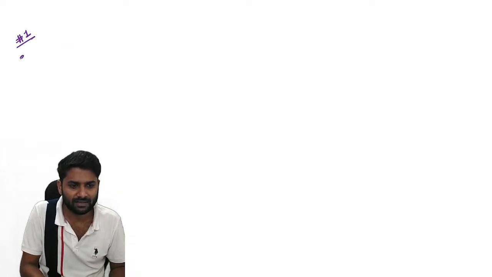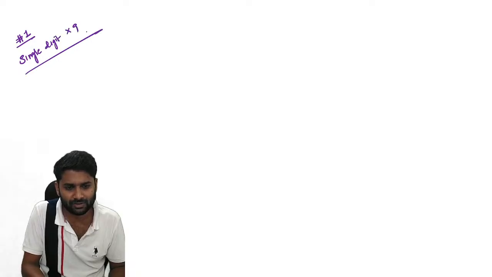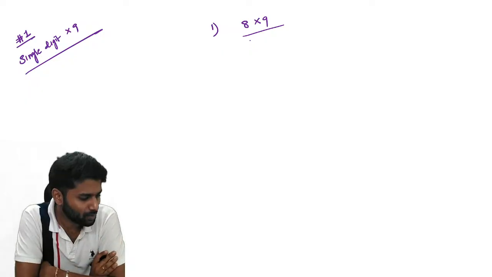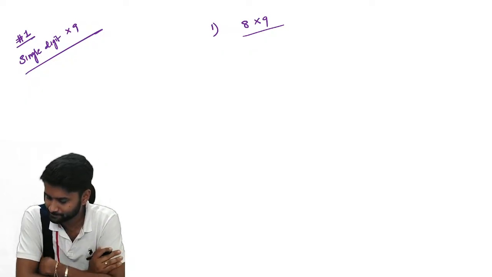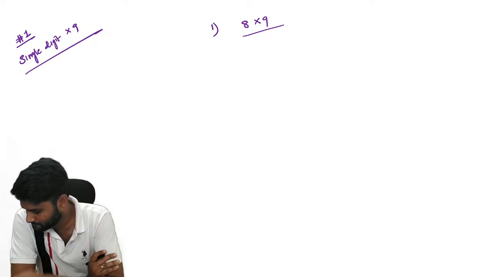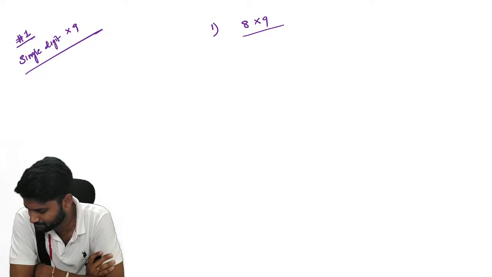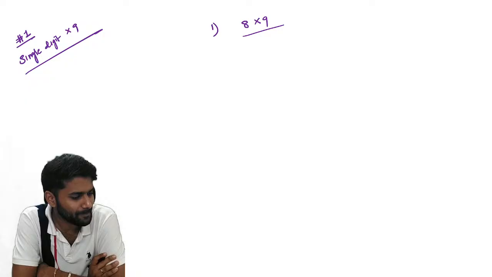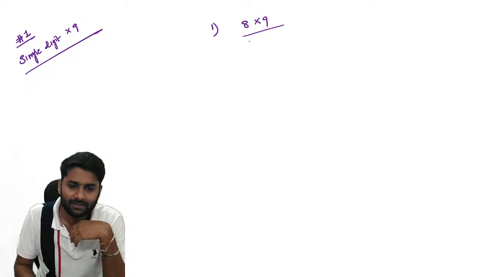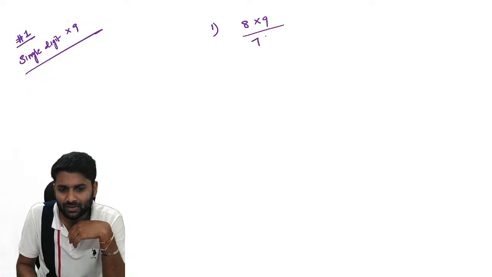First we'll start with any single digit number multiplied with 9. Let's take an example: 8 into 9. What is the resultant? 8 into 9 is a basic multiplication here. 8 into 9 is how much? Good. So 8 into 9 is 72, right?